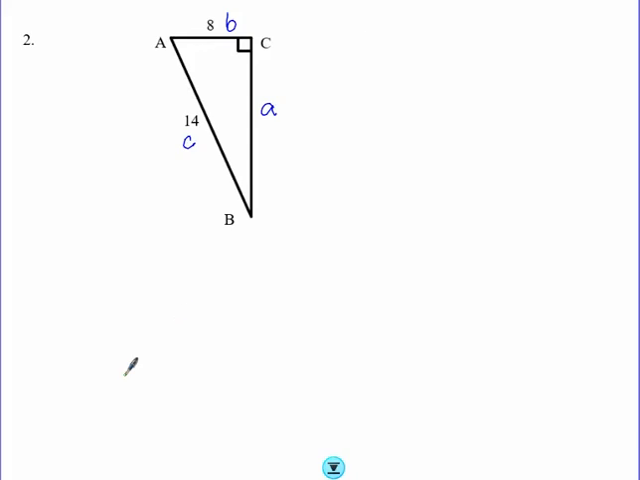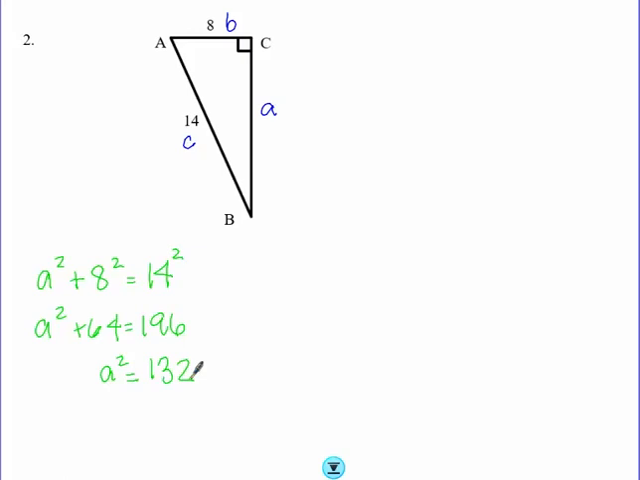Pythagorean theorem says that a squared plus b squared equals c squared, where c is the hypotenuse. So I have a squared plus 8 squared equals 14 squared. So I get a squared plus 64 equals 196. A squared is 132. Then you need to take the square root of both sides.